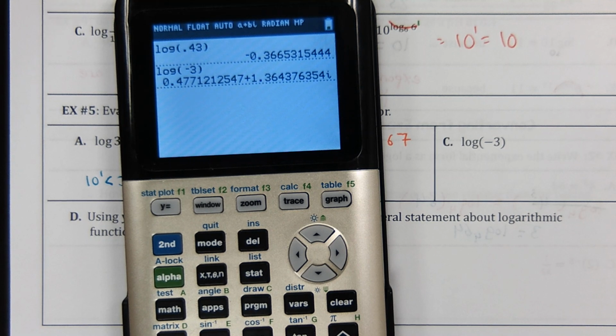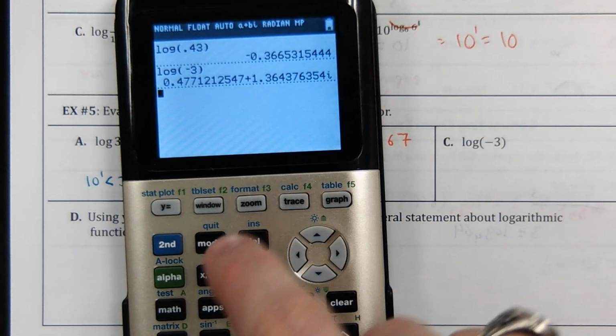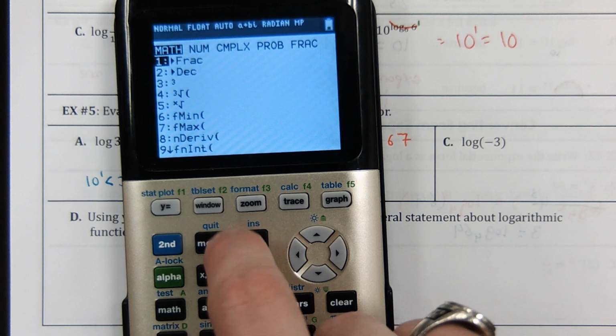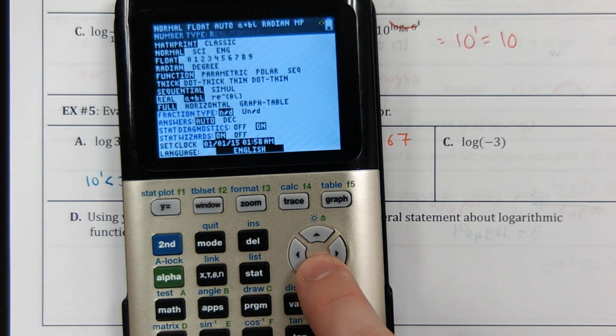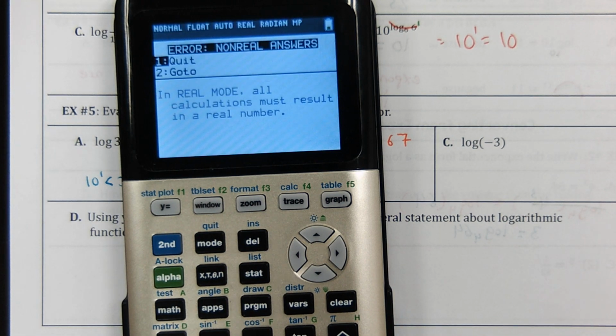A complex answer? I wonder why it did that. You know why? It's because I'm in complex mode. Let's see what happens if I take it, whoops, wrong button. If I take it back into the real number system only, and I try that again. Oh, crap. Error. Undefined.